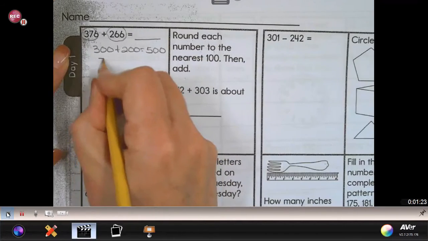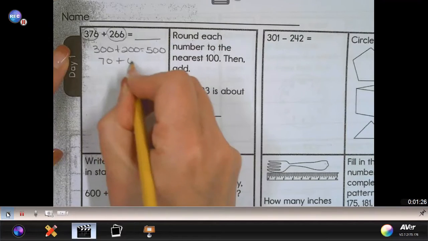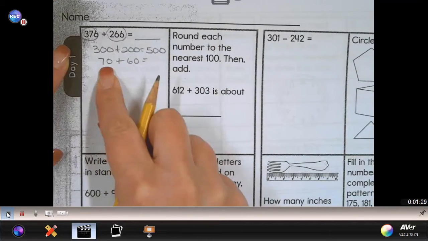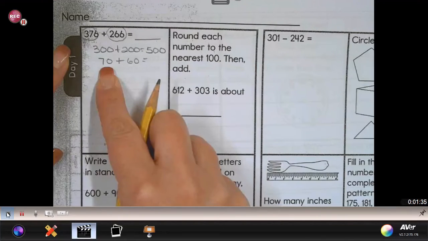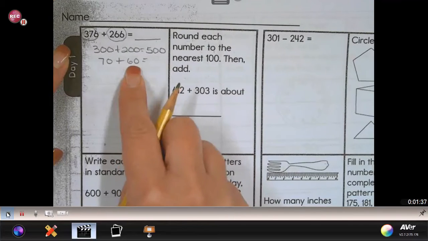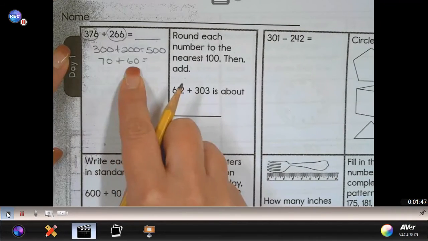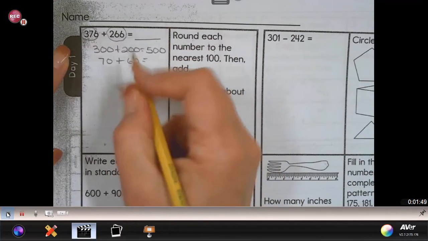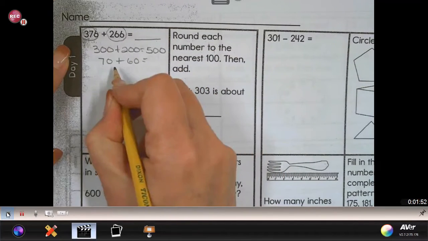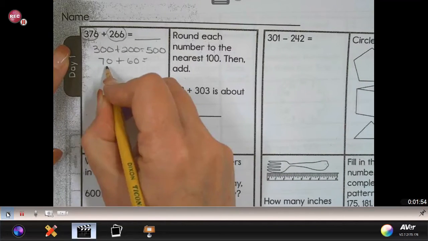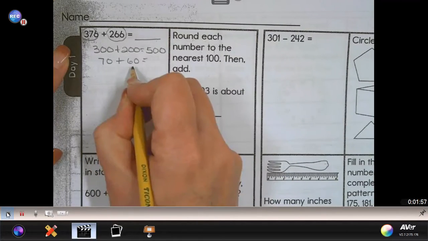We could take the 70 and the 60. And remember, when we have enough tens to make 100, we regroup that 10 as one more 100. So I can tell that this is going to be more than 100 because I know 50 and 50 makes 100. This is actually 70 and 60, so both of those are greater than 50. So if I know 50 plus 50 is 100, then 70 plus 70 is 140.